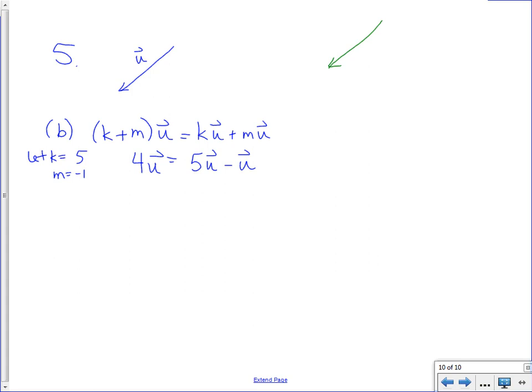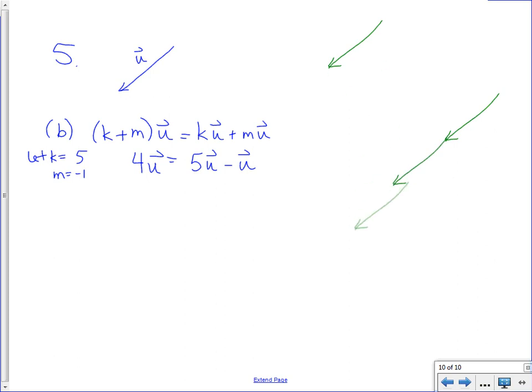Algebraically, we can see this is going to be 4 plus -1 is 3. It's like adding like vectors, that same idea. But I'm going to leave it like this. So I'm geometrically going to draw the left side, draw the right side, and show that they're the same. 4 times vector u. So if this is a vector u, I need 1, 2.